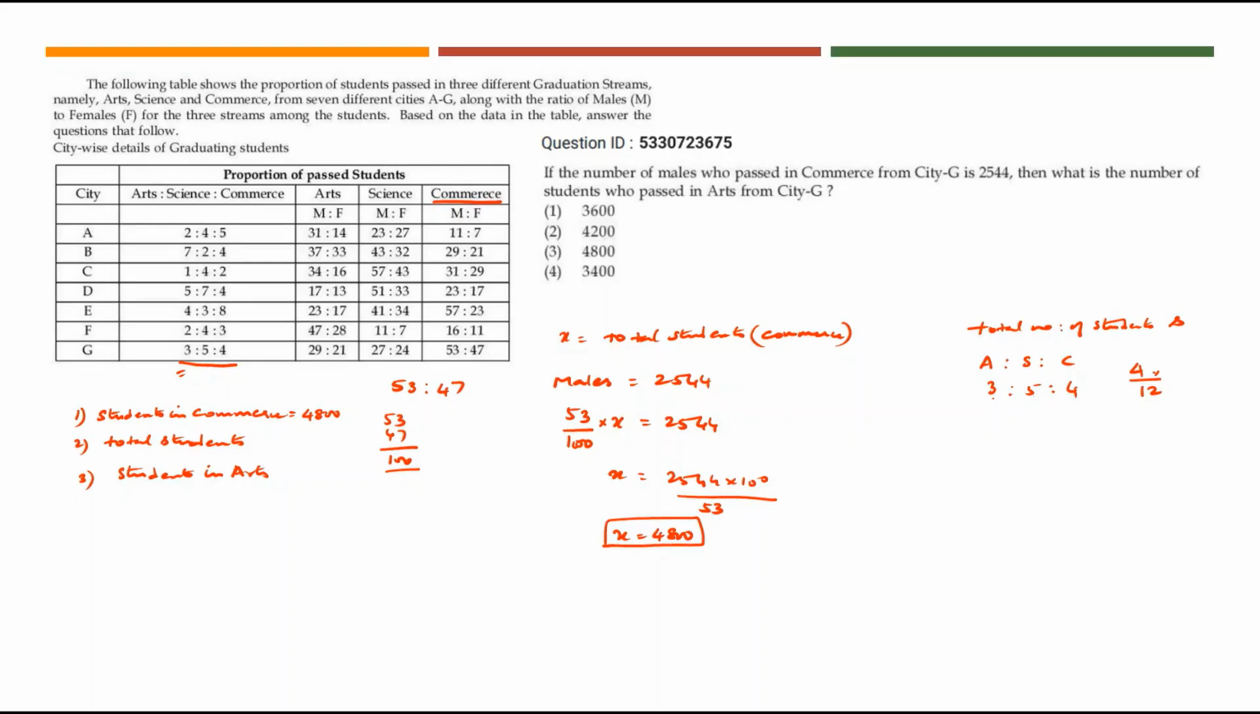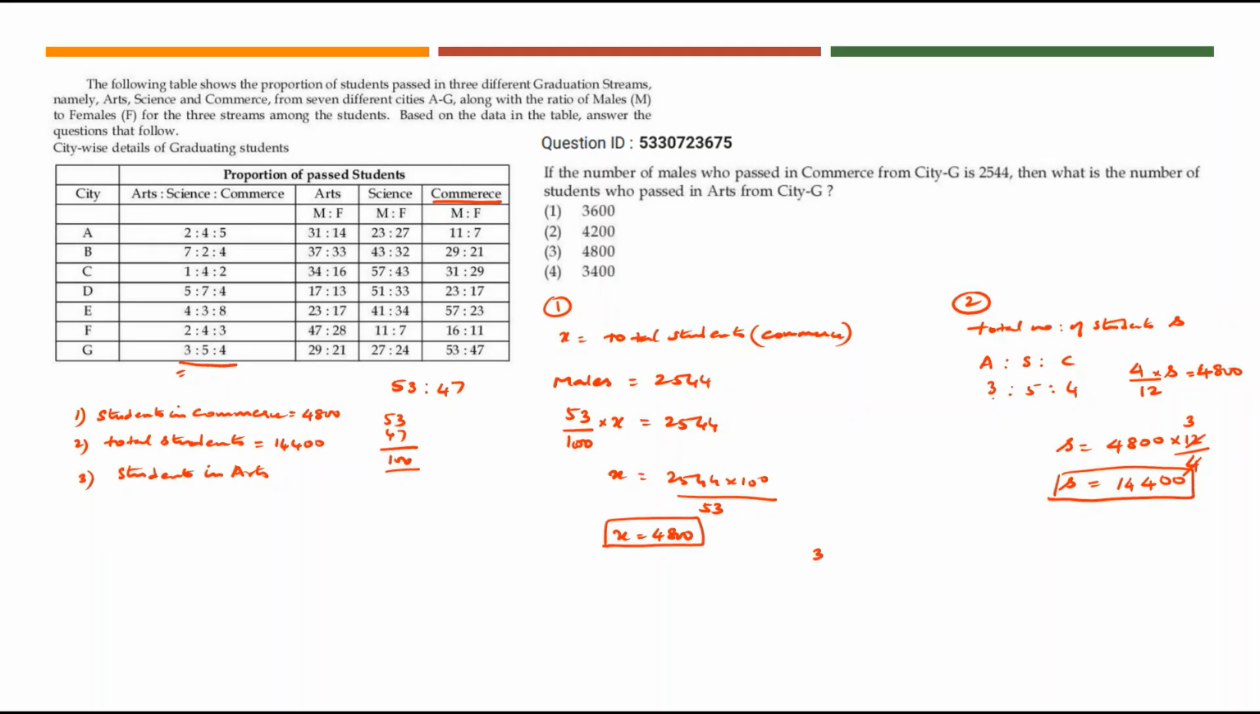4 by 12 into S will give you the value of 4800, the total number of students in Commerce stream. Now this S will give you the total number of students. So let's take S is equal to 4800 into 12 by 4. This will be 3, we will have 24 and 4, so 14,400 students are there in total. So this will give a value of 14,400. So this is the first step and this is the second step.